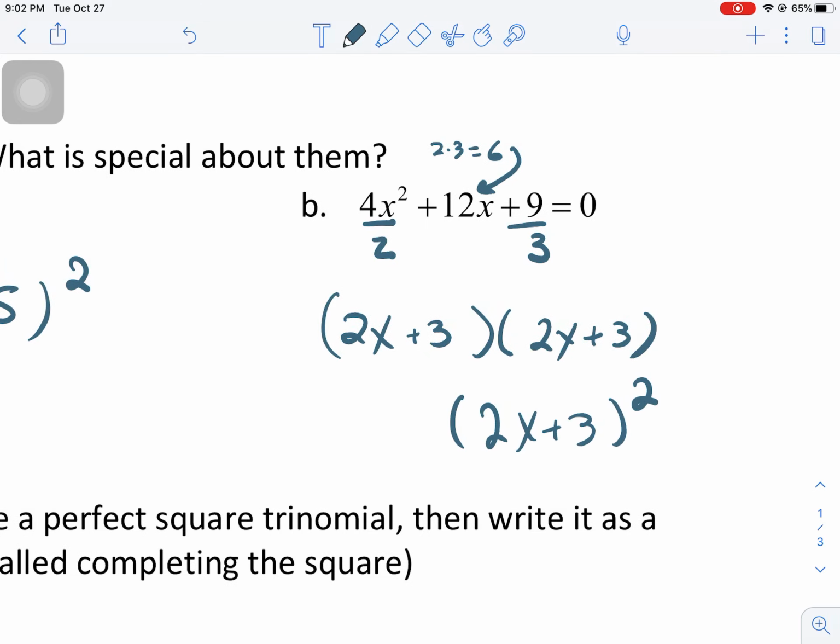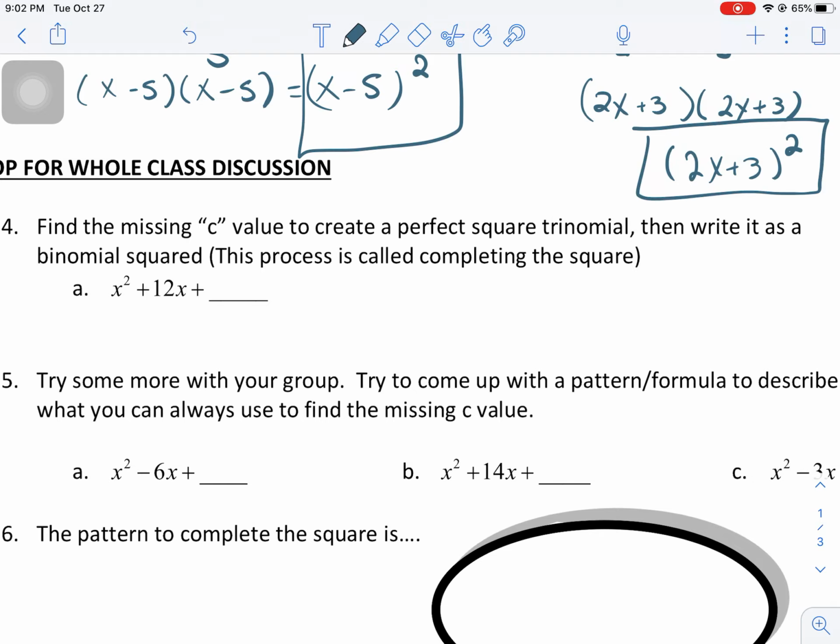Okay, so perfect square trinomials are key when we're talking about completing the square. When we say we're completing the square, what we're building is perfect square trinomials. So, number 4, it says find the missing c value to create a perfect square trinomial. Then write it as a binomial squared. This process is called completing the square.